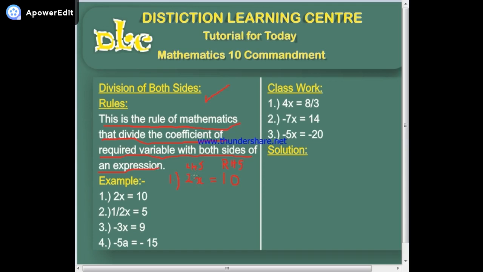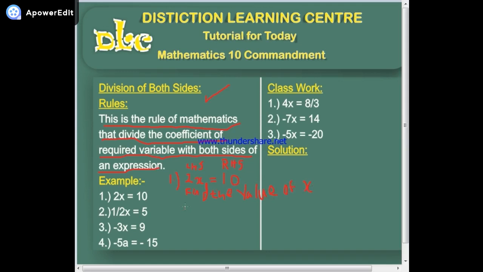Now, this question can come like this, where they say find the value of x. If you want to find the value of x, this is what we are going to use.